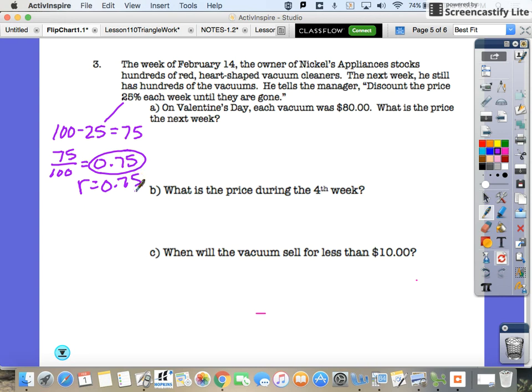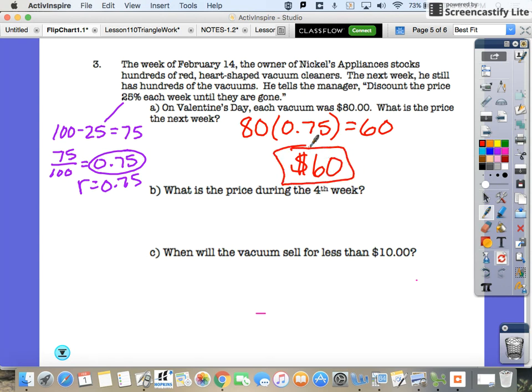Okay? So part A says on Valentine's Day, each vacuum was $80. What's the price the next week? So what we would do is we would take 80 times 0.75 and we get 60. So $60 is how much they would cost the next week. Technically, 80 is going to be u sub 0. In class, we did the notes a little bit differently, so they'll have different numbers. But u sub 0 is like the beginning of time. Nothing has happened. They were $80. u sub 1 is 1 week later. They're $60.